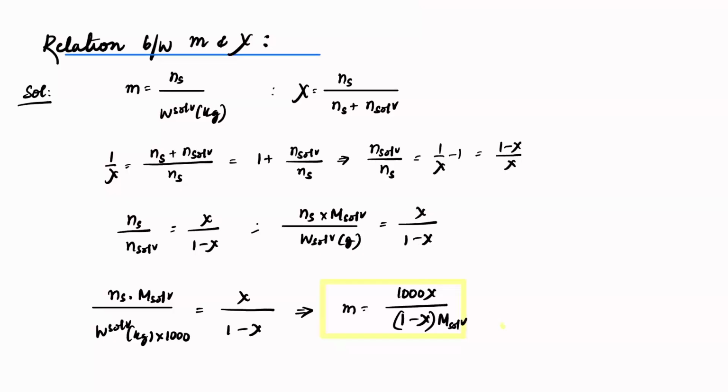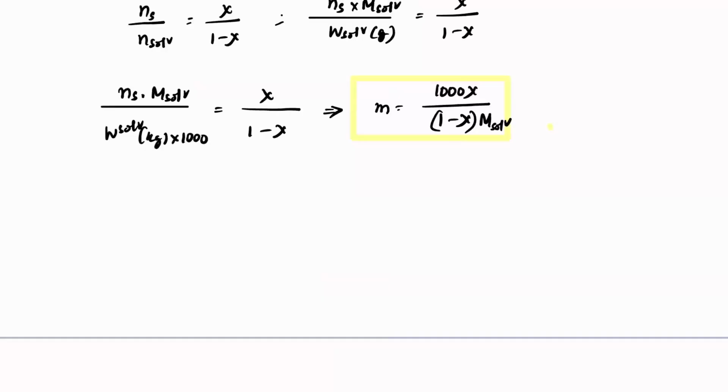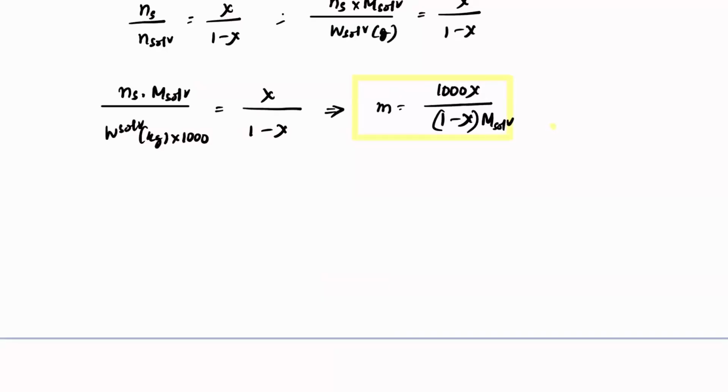So not difficult. I think this is how we can relate all of them. Let me put all the values which we learned just now, right from percentage weight by weight. Molarity is equal to percentage weight by weight into density into 10 upon molecular weight of solute.